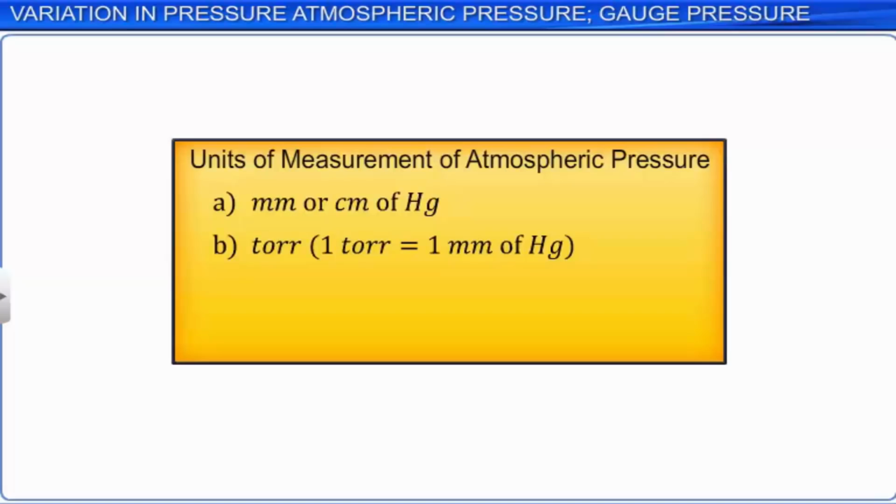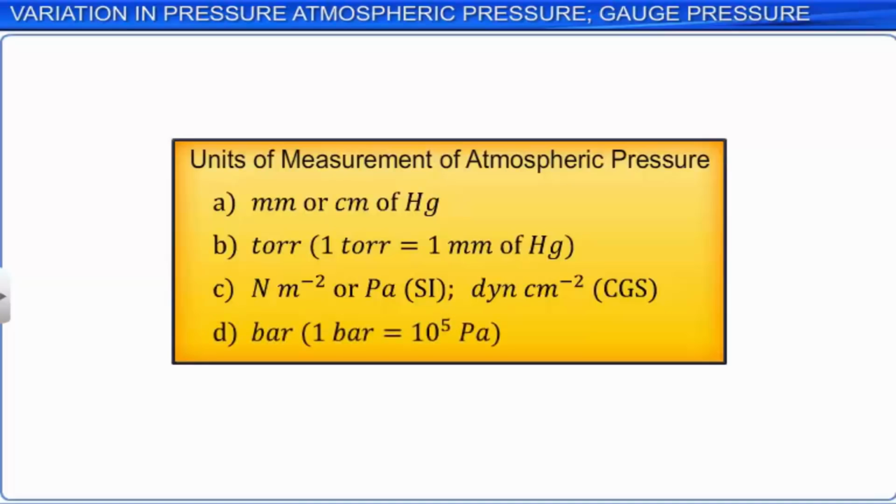Another device we use to measure atmospheric pressure is an open tube manometer. It consists of a U-shaped tube, which is filled with a low-density liquid such as oil for measuring small pressure differences, and high-density liquids such as mercury for measuring large pressure differences.